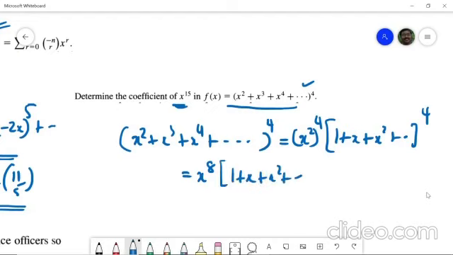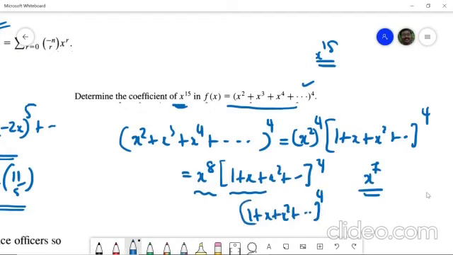the whole raised to 4. So we need the coefficient of x raised to 15. Now this consists of x raised to 8 into something. So in effect we need the coefficient of x raised to 7 in the expansion of 1 plus x square plus etc. the whole raised to 4, right? So how will you expand this?